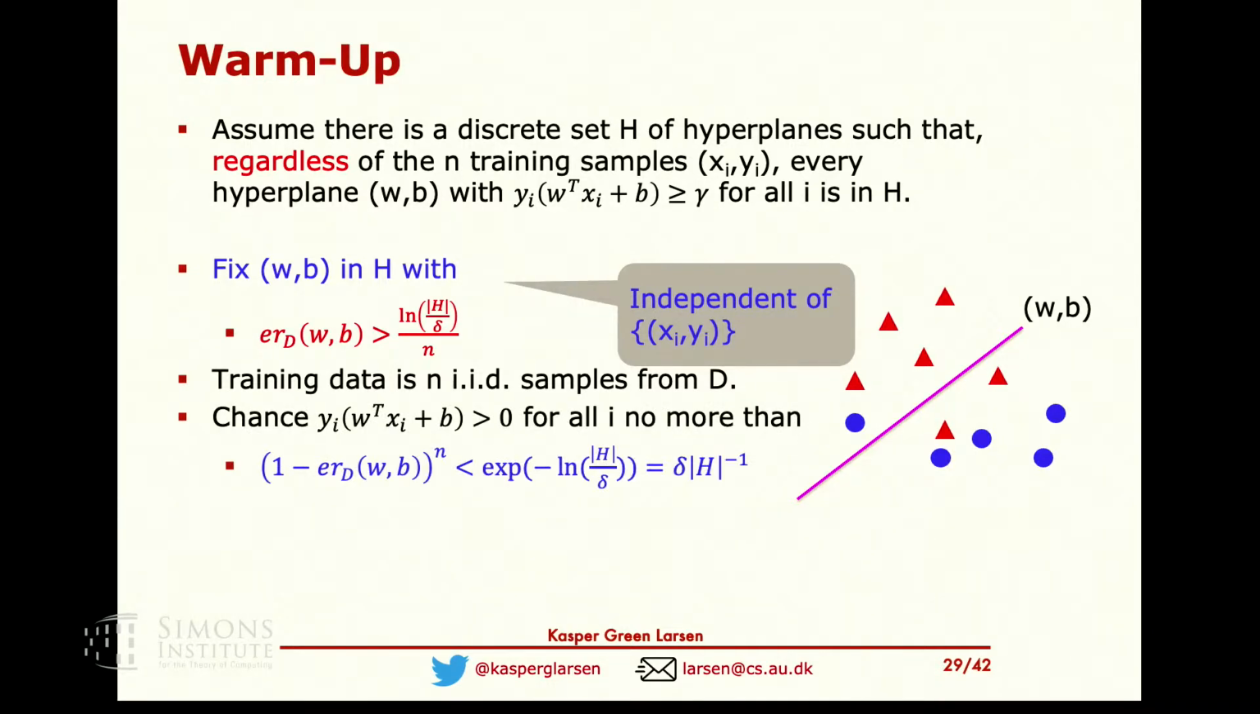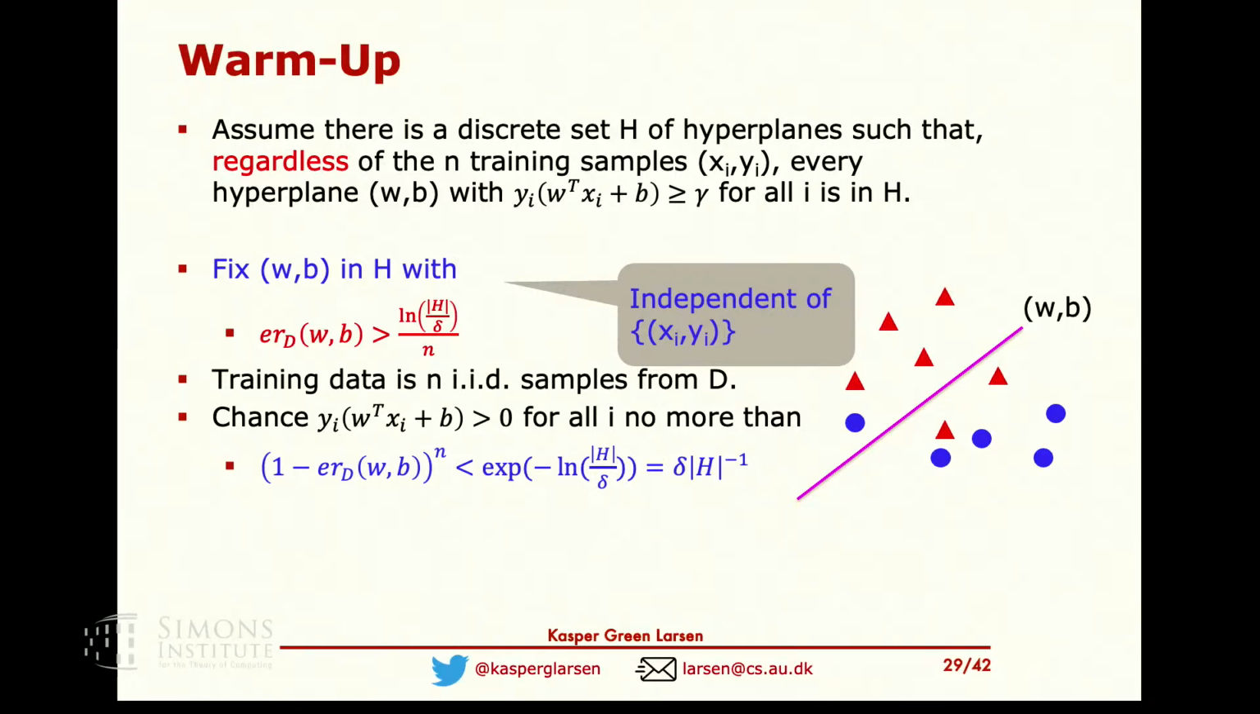Basically, every single time I get a training point, the probability that I don't make a mistake is at most 1 minus the error, or it is exactly 1 minus the error. Makes sense? So this is even the chance of only seeing positive margins, not just margins of gamma, but just positive margins. The chance I only see positive margins if I have large error is very small. And you just approximate this by e to the minus the error times n, and you get something like this.